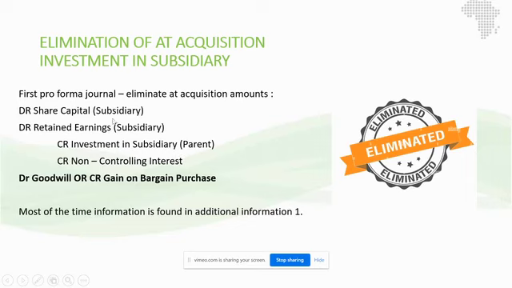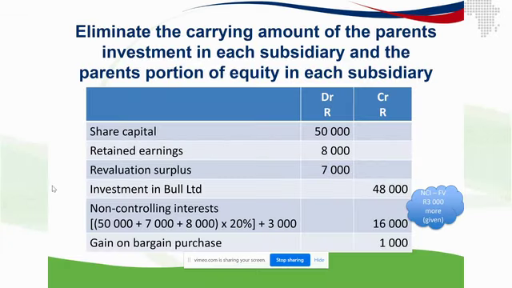But these accounts will always be debited and those accounts will be credited. Right, so we debit the share capital of your subsidiary, you debit the retained earnings of the subsidiary at the date of acquisition, and you credit the investment that you have made as a parent, and you credit your non-controlling interest. Sometimes that has to be calculated as well, and based on whether you paid more or less, you would have goodwill or gain on bargain purchase, right? Most of this information is found in additional information one.